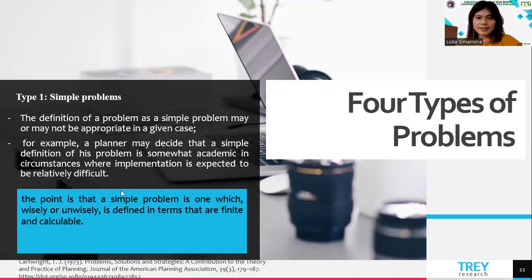The point is that a simple problem is one which, wisely or unwisely, is defined in terms that are finite and calculable. So to define a problem as simple is, wisely or unwisely, based on the variables, whether they are specified and calculable. Okay.